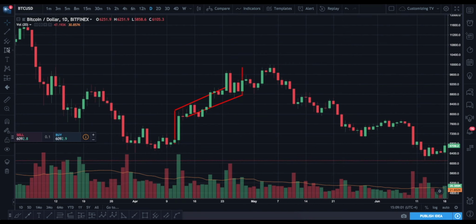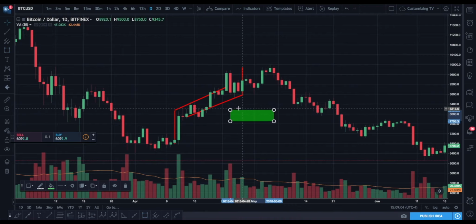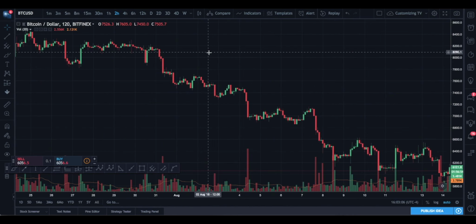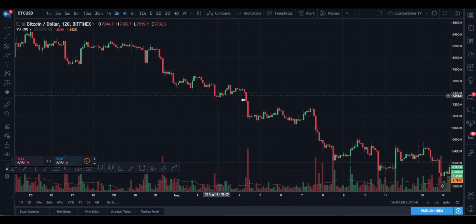Now, had the price dropped around this level and closed the candle here, then this bull flag would be invalidated. So now you have the bull flag and you got the target and it played out perfectly. So now we're on a BTC 2-hour chart. This is August, quite recent.